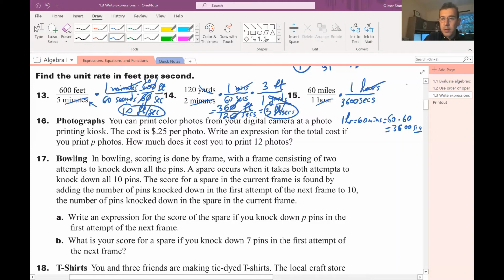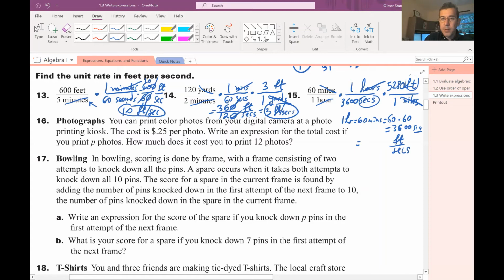So here we need feet on the top, but we need miles on the bottom because miles have to cancel out, right? So now 1 mile has how many feet? 5,280. Right, it's something you have to remember. 1 yard has 3 feet. 1 mile has 5,280 feet. Now miles and miles are going to cancel out, and finally we get the feet right here, feet over seconds. So that's the unit rate, feet over seconds.